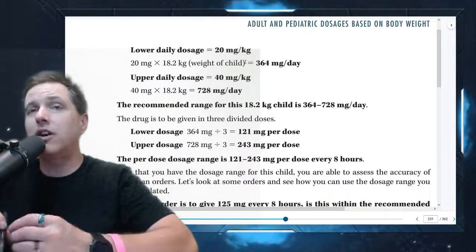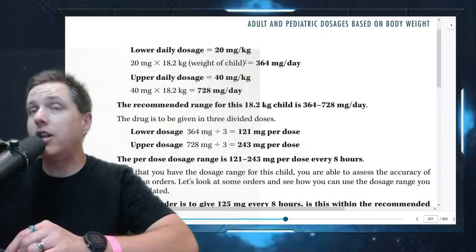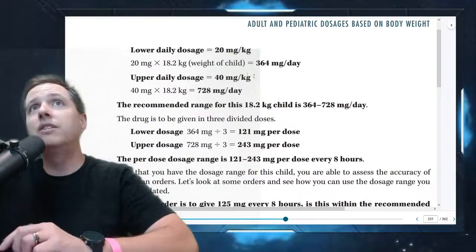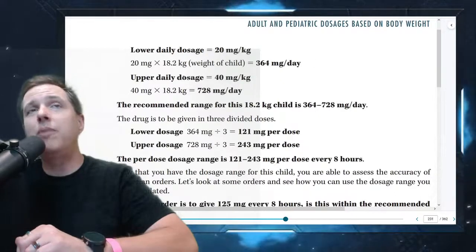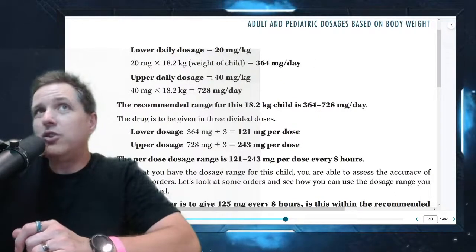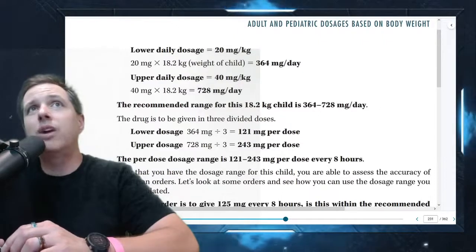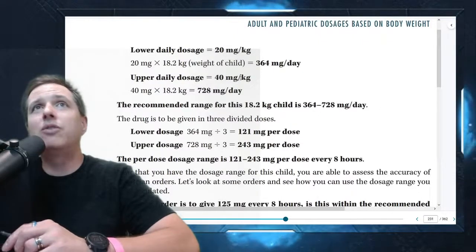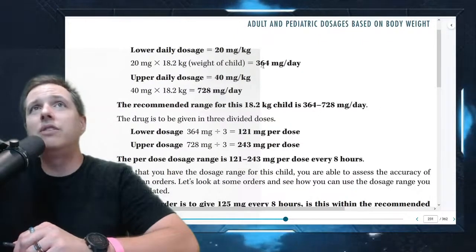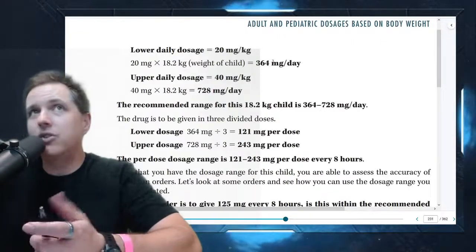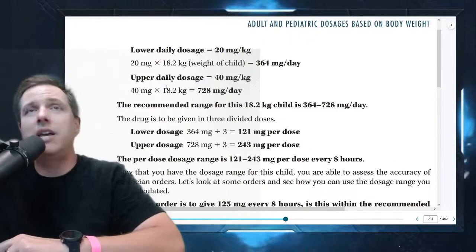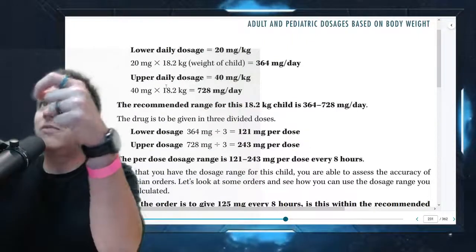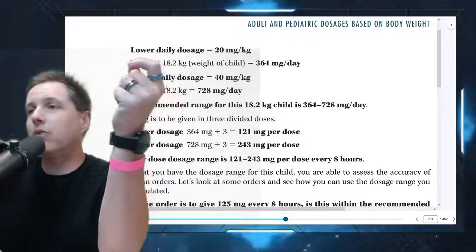I guess a doctor could order more if they wanted to, but this is what we're going with as the lower limit. And then you have the upper limit, which was the adult dosage. That's 40 milligrams per kilogram per day. At that point, you could just double this amount because that's how much you're going to end up with, or do it the same way. You're just multiplying 40 times 18.2. It's the same weight. You're just multiplying by the upper range this time.